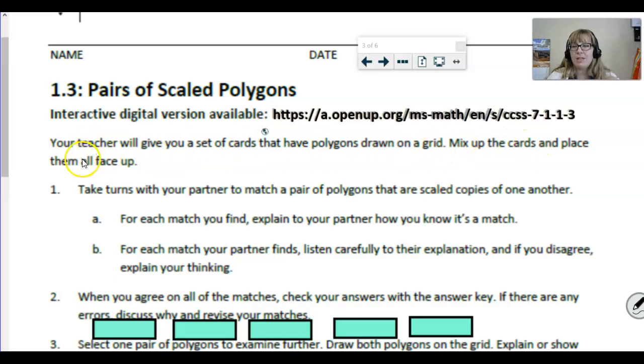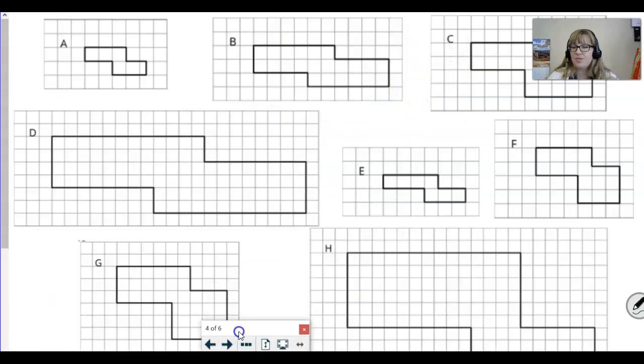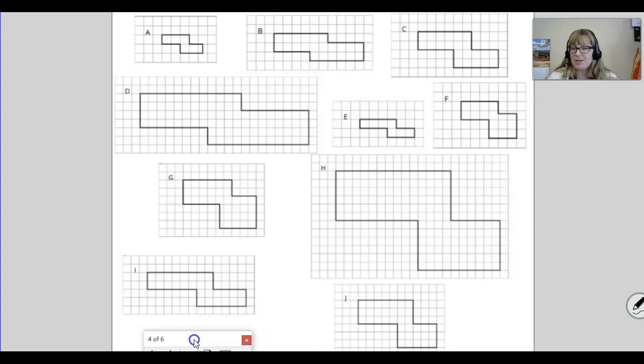Mix up the cards and place them all face up. This is what it's really going to look like. Here's all of your cards. Let me change this just a bit here. Here's all of your cards. And you basically are going to play a matching game, but you're matching figures that are scale copies. I'll get you started on the first one, and the rest will be up to you.